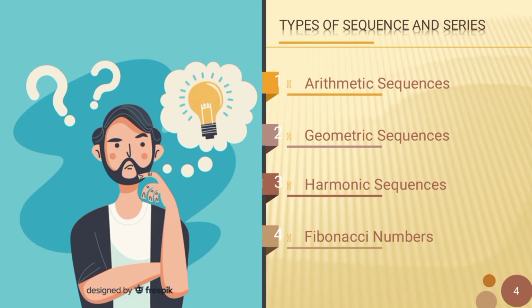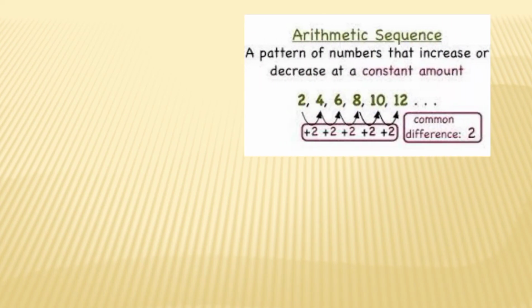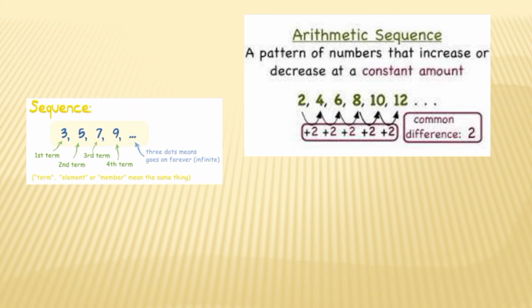Okay, next. There are 4 types of sequence and series: arithmetic sequence, geometric sequence, harmonic sequence, and Fibonacci numbers. The first, arithmetic sequence. Look at the picture. A sequence in which every term is created by adding or subtracting a definite number to the preceding number is an arithmetic sequence.